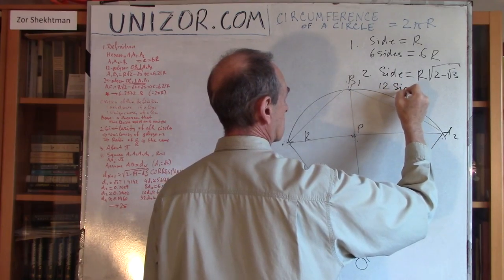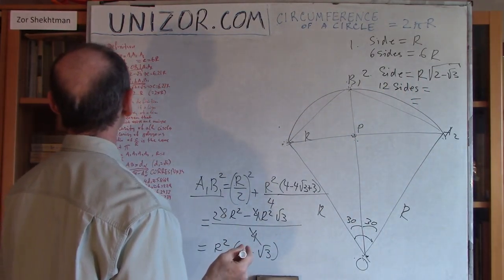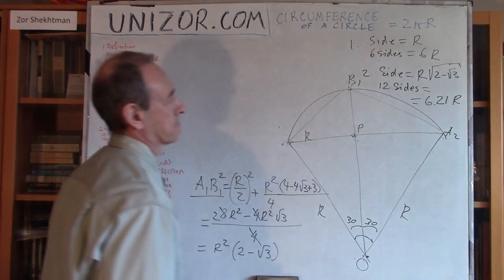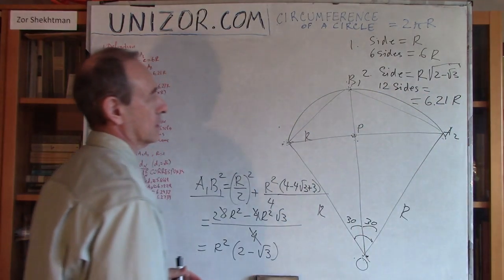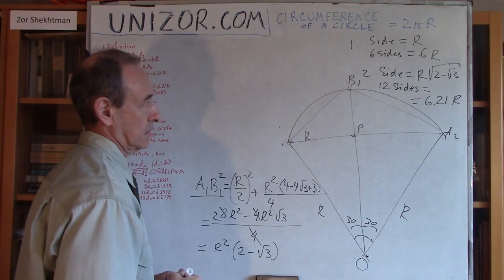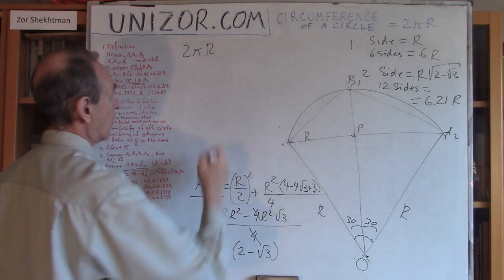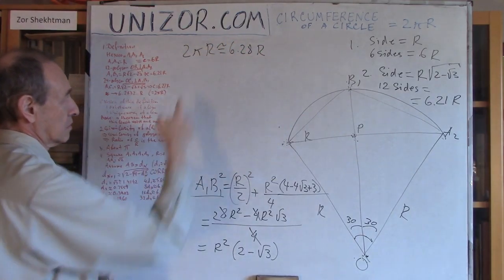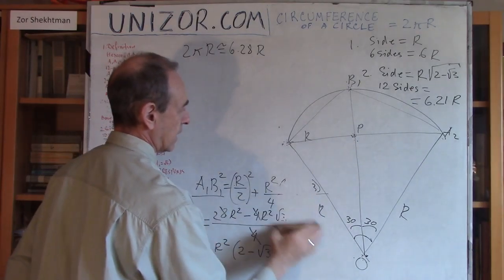And now we have 12 sides. And 12 sides equal to this times 12, and I already calculated it somewhere, 6.21R. So if you multiply square root of 2 minus square root of 3 times 12, it will be 6.21. So my next approximation with 12-sided polygon is this one. Are we getting closer? Remember, 2 pi R, that's what we are thinking that we are approaching. Pi is 3.14, so it's 6.28R. That's approximation. So there are much more decimal numbers here, but this is the first 2 after the point. Okay, fine. So we've got next approximation.